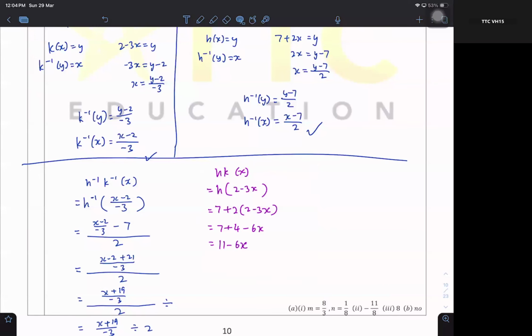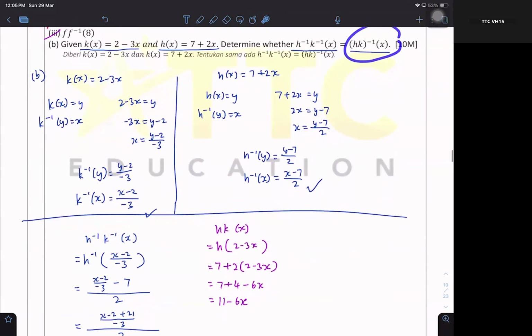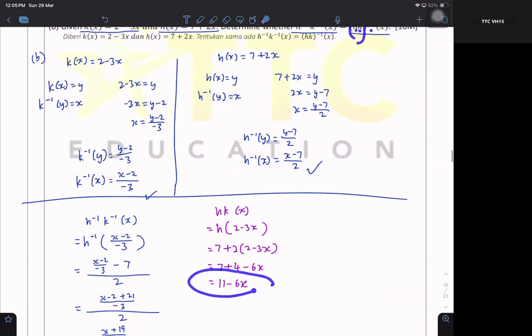Okay, so hkx equals 11 minus 6x. Now you do the inverse. This is hk combined together, inverse. We already combined the hk, so now we do the inverse for this one. Understand? Now you see how I do it.